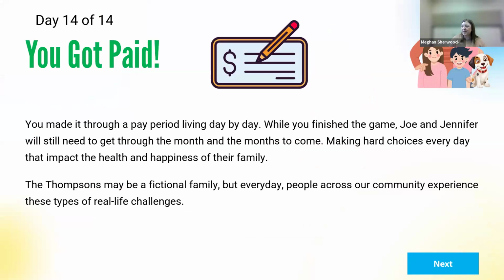We finished the game, and while Joe and Jennifer still need to get through the month, still need to get through the months to come, through life, making hard choices every day and the impact that has on your health and the happiness of your family is so high. The Thompsons may be a fictional family, but again, this is everyday life for so many people across our community, and these are real life challenges that people face.